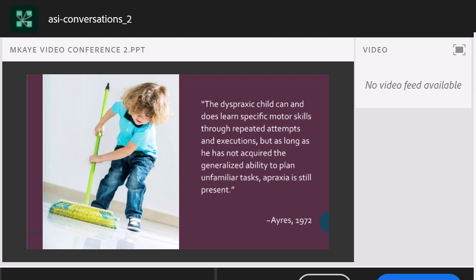So Ayres said the dyspraxic child can and does learn specific motor skills through repeated attempts and executions. But as long as he has not acquired the generalized ability to plan unfamiliar tasks, apraxia is still present. We may know this idea of learning specific motor skills through repeated attempts and executions as splinter skills. You may or may not be familiar with that term, but it's synonymous with what Ayres was talking about. And then she goes on to characterize dyspraxia, which she calls apraxia, and they can be used interchangeably, as the ability to plan unfamiliar tasks. So again, there's the motor planning and the novel sense of the task that really hallmark developmental dyspraxia.